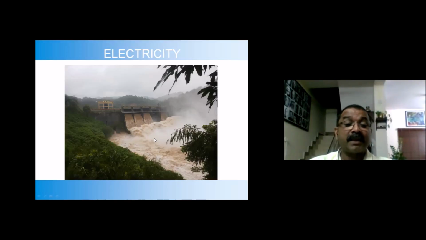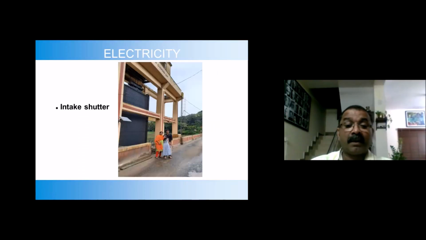So okay, this is the dam, and this is the intake structure, and there is a shutter. Right now the tunnel is open. By lowering this shutter, we can close the tunnel so that water to the powerhouse will be stopped.